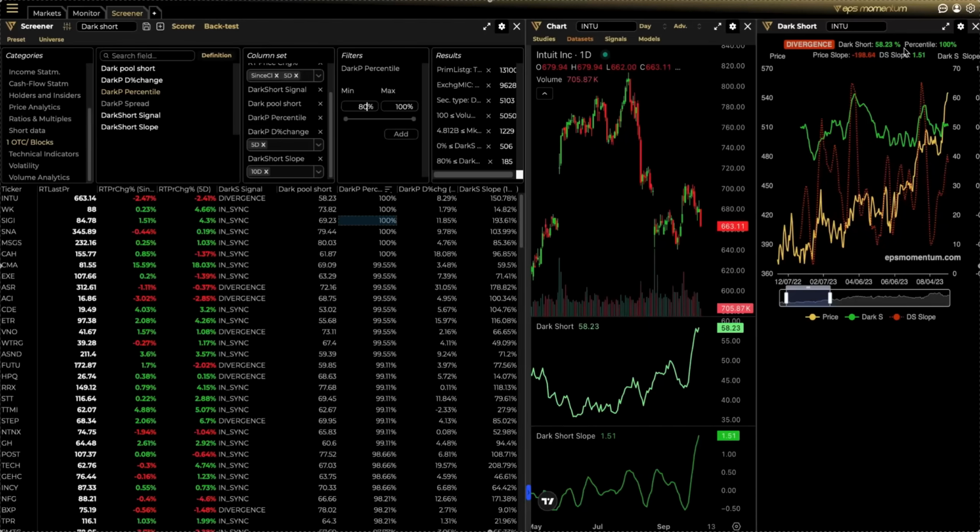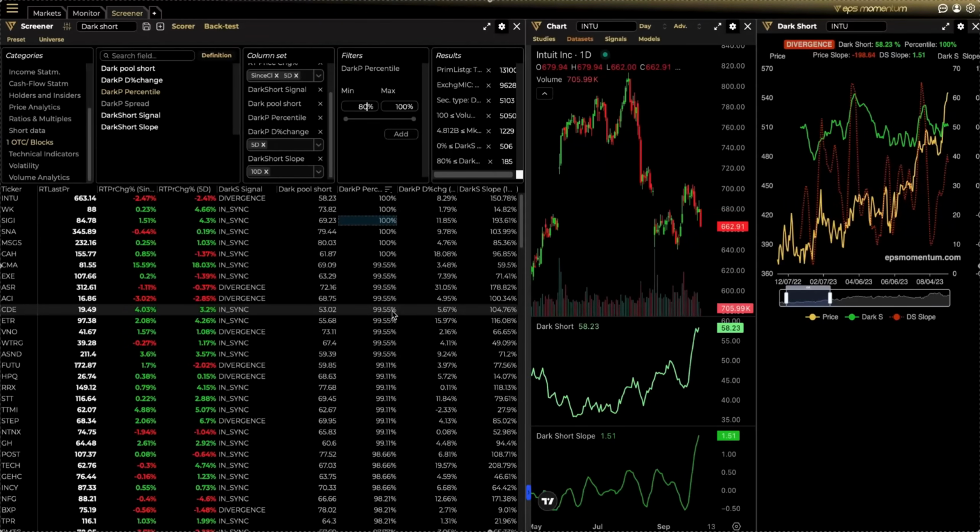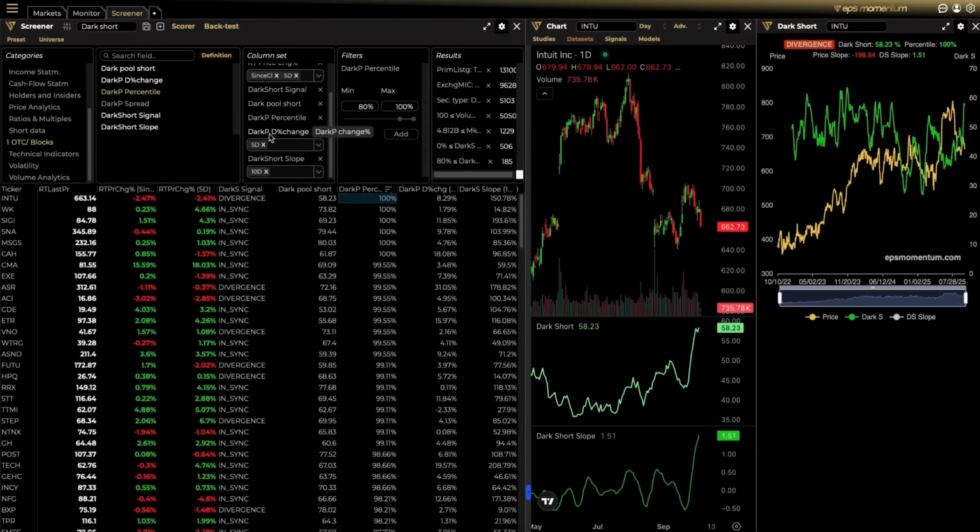For instance, when it reaches 100%, it tells us that institutional short-selling activity is near its highest level over the past year. This can help us identify stocks where major investors are very active, which could indicate a potential upcoming move in the price. Next, let's focus on the 5-day dark short change.